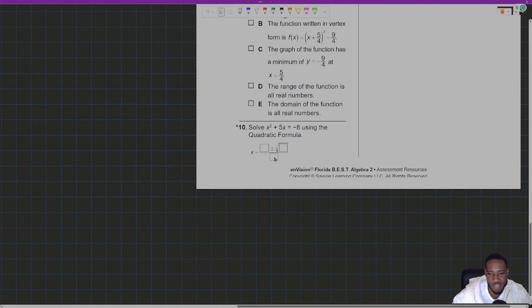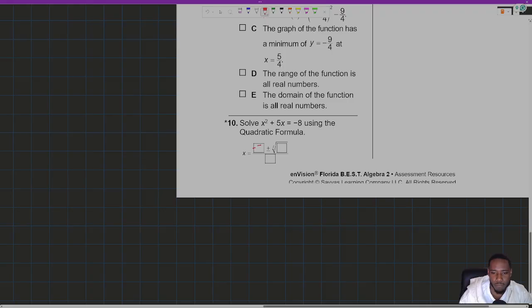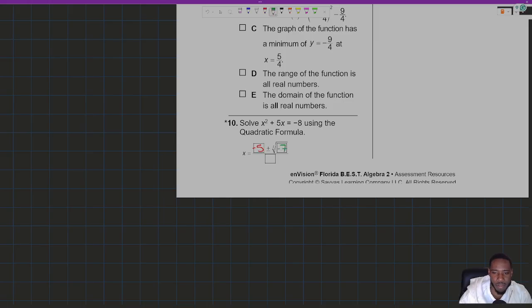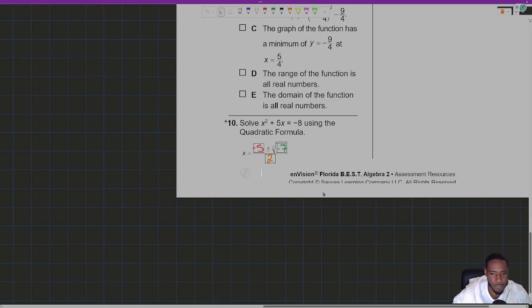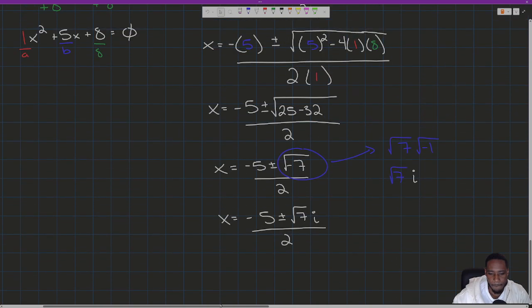Now what you're going to write here based on the space allowed is negative 5 out here. You can put negative 7 in here. And on the bottom, you could put 2. And that is that. Let me double check to make sure that's true. Yeah.